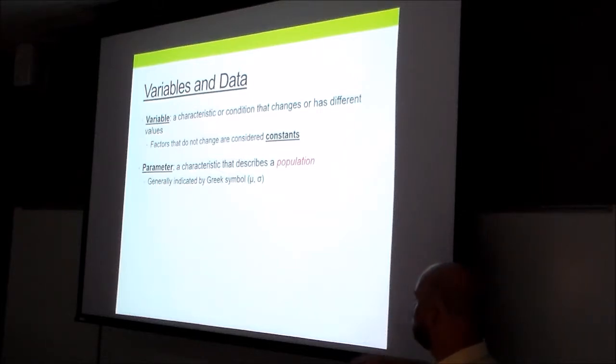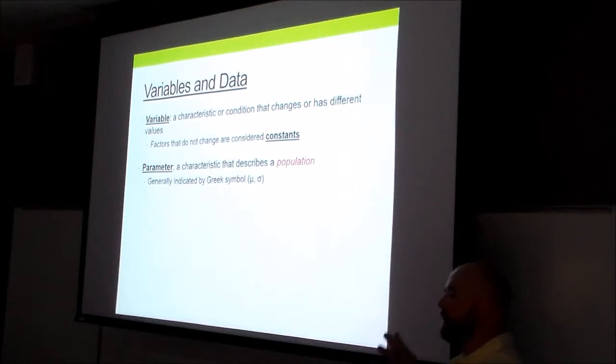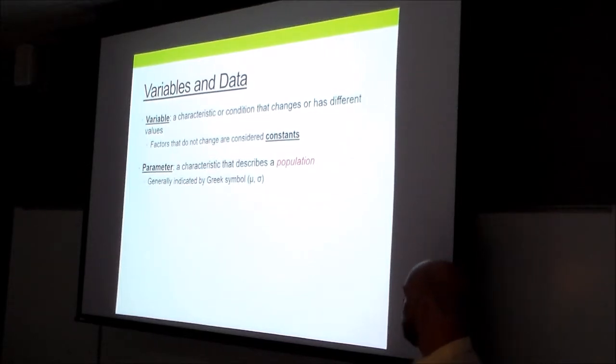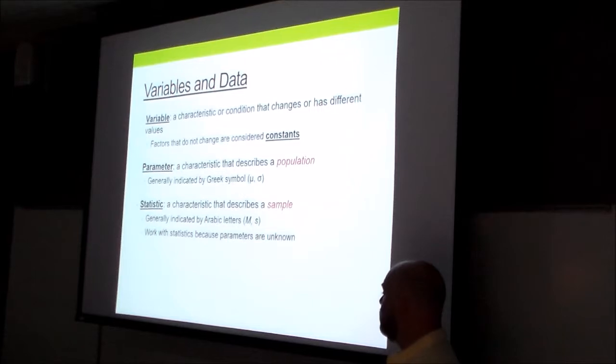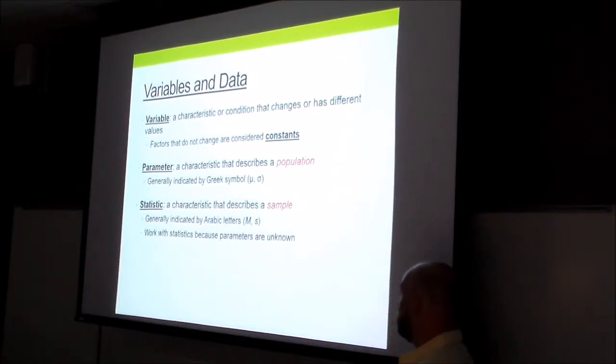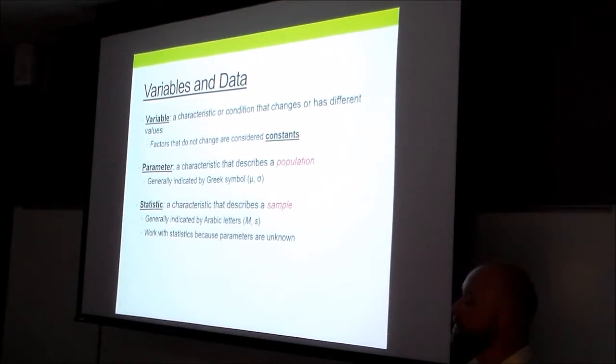So we've got our variables. Parameter, this is a characteristic that describes the population. These are hypotheticals. These are things that are unknown to us almost always. We typically indicate our parameter, population parameter, with a Greek symbol. A statistic, this is a characteristic of the sample, okay? Arabic letters to denote our statistics. We work again with our statistics because our population parameters are unknown.